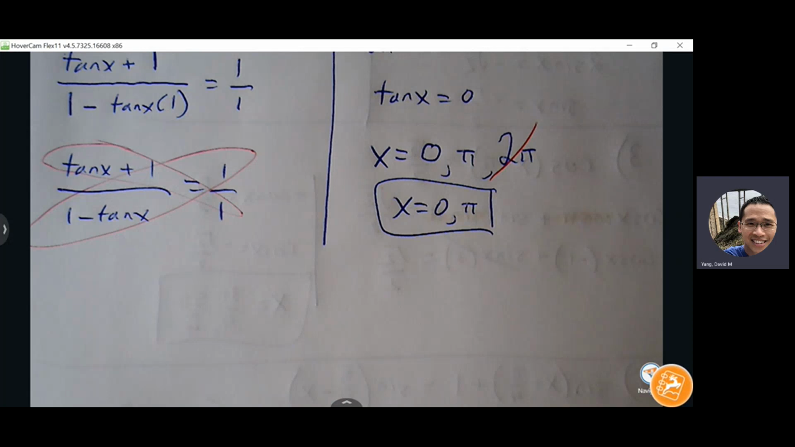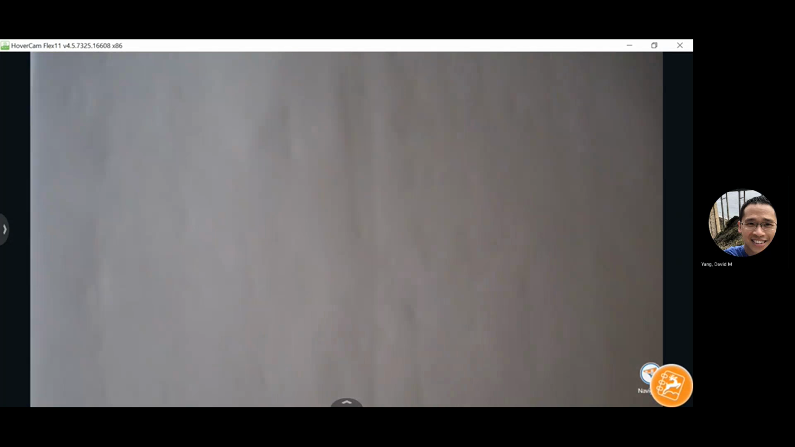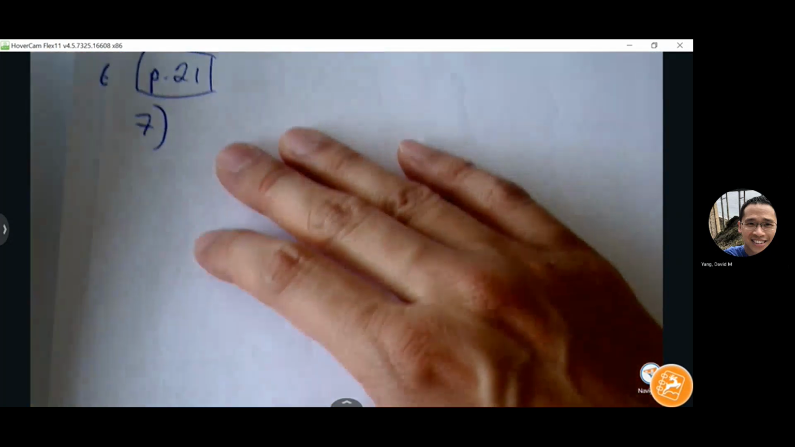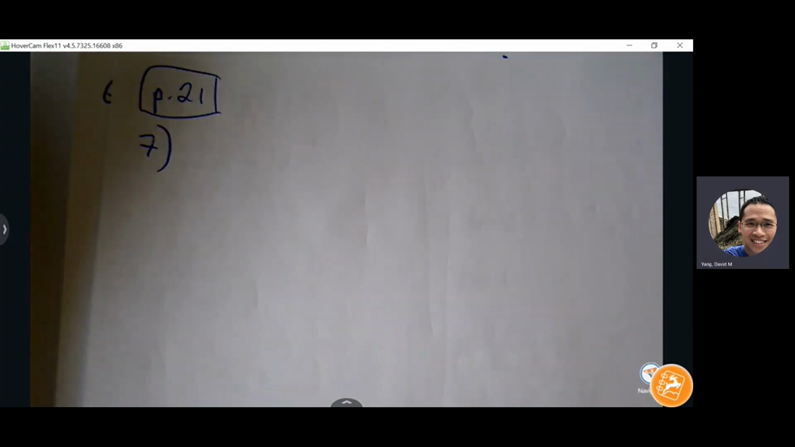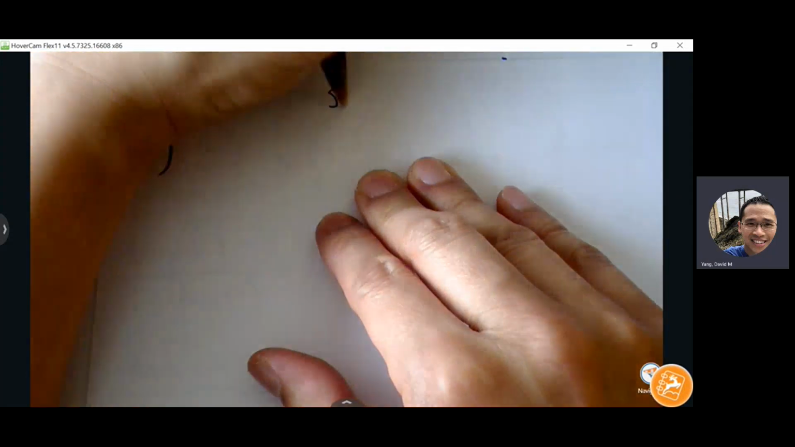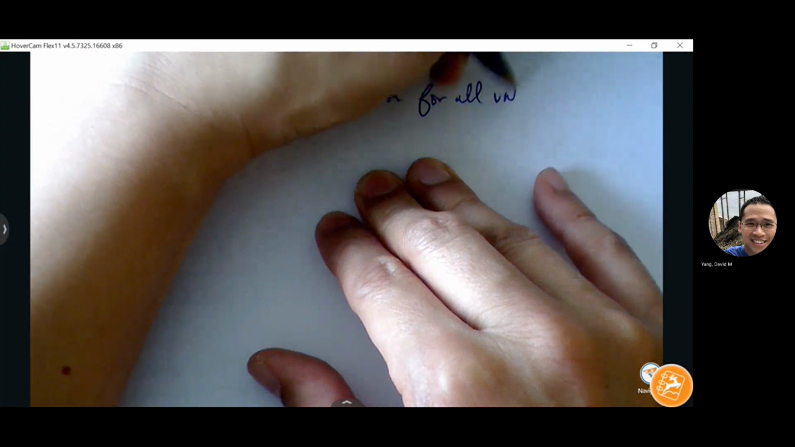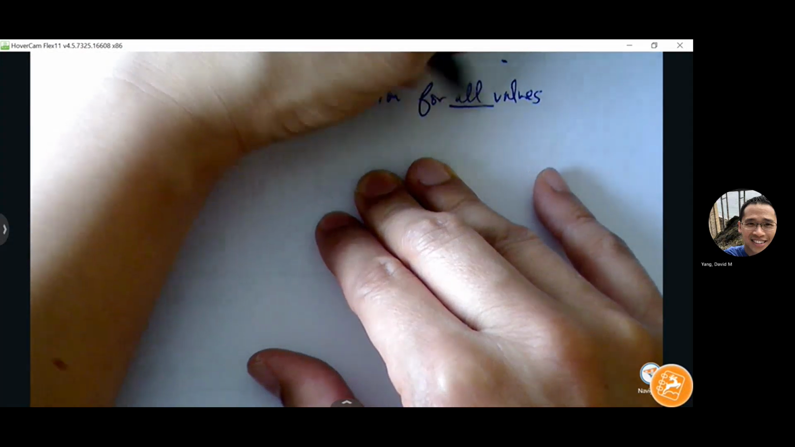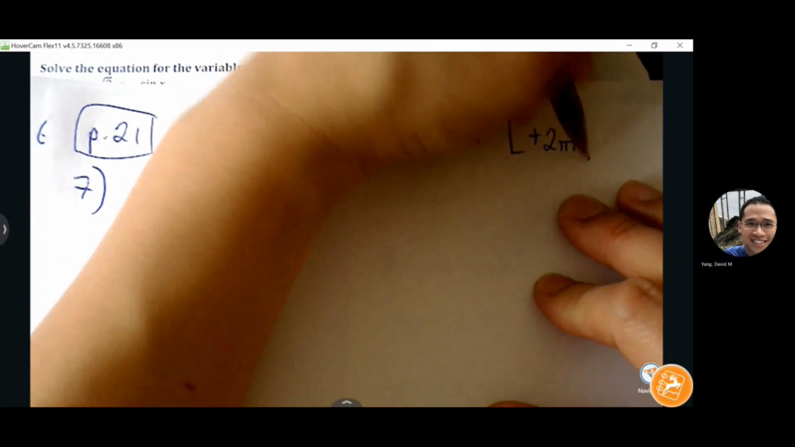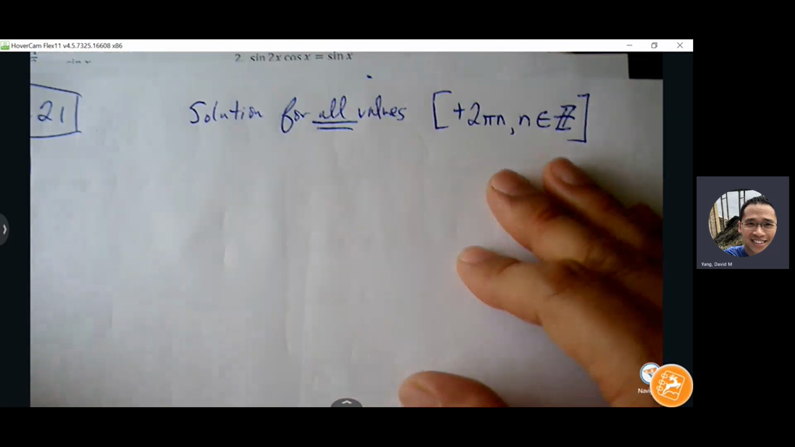Okay, back page, number 7. Now it says find for all values. Okay, so that means we have to do this plus 2 pi n, where n is an element of the integers, for all of our answers now.